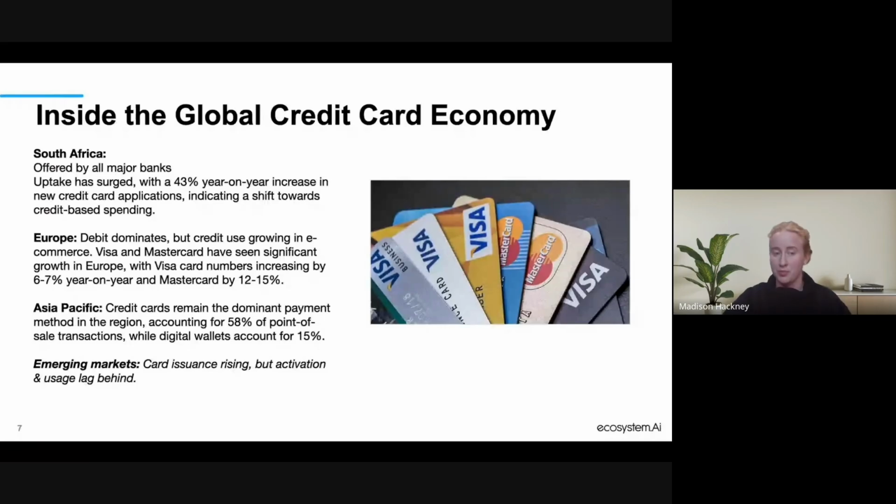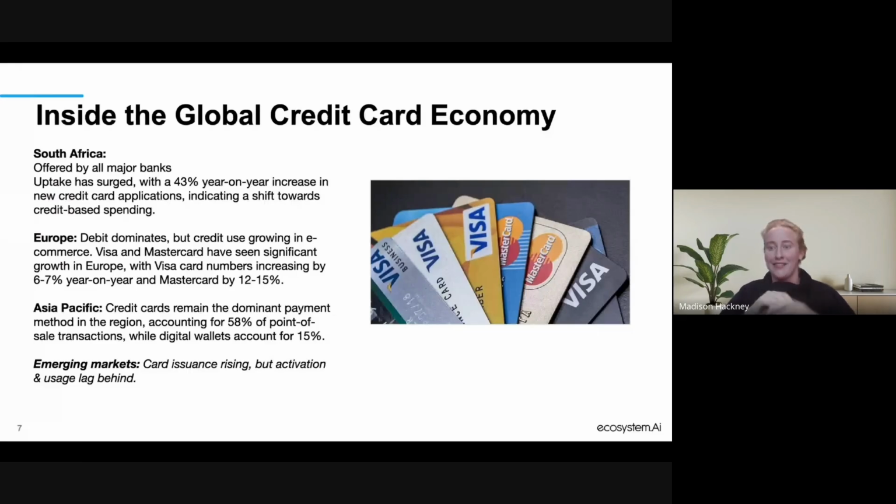Now looking at Asia Pacific, credit cards remain the dominant payment method in the region, accounting for 58% of point of sale transactions. But that said, digital wallets account for 15% and they are growing. Credit cards still hold a strong lead thanks to rapid urbanization. There are more point of sale transactions happening, and there are also more established loyalty programs that are similar to the US. However, the region is seeing fast growing mobile wallets and mobile money, particularly in markets like China and Southeast Asia. And what this could end up doing is eroding the traditional credit card dominance within the region.